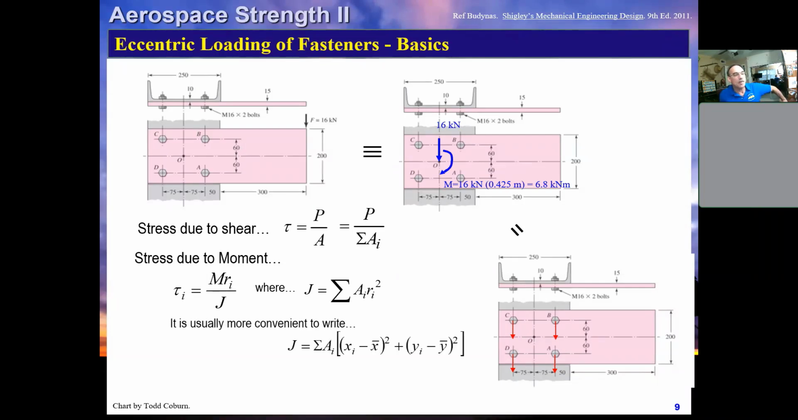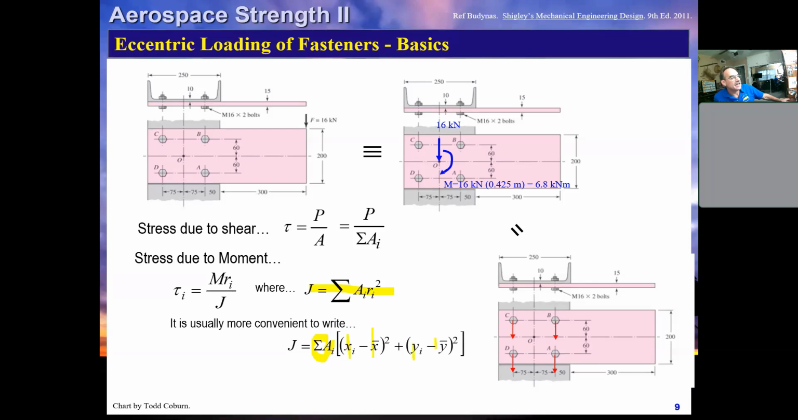We're going to see that in a moment. This is how we're going to actually calculate. If we take that J is the sum of the AR squareds, right? We said that. So that means we're going to have the sum of the A times, and the easiest way to calculate this is take the X position of each fastener minus the X bar of the fastener pattern squared plus the Y of the fastener, right?